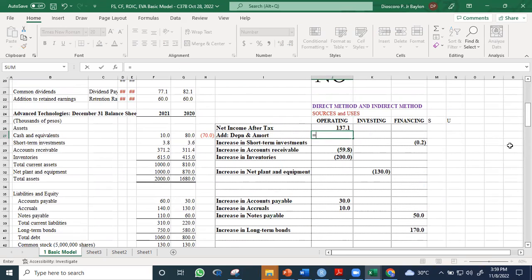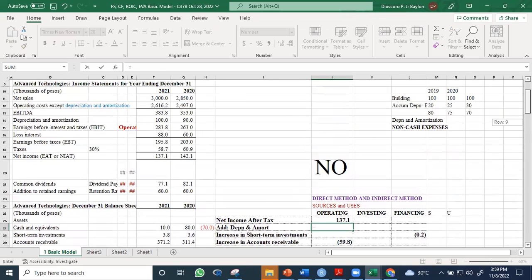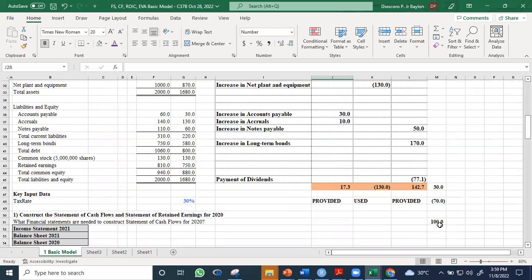And sabi nga natin, ano yung adjustment? Itong depreciation and amortization na ito. Add back natin yan. Okay, so babalik na naman tayo sa same problem natin. Overstated tayo ng 100. So abangan guys ang susunod na kabanata. Kasi next meeting, alamin natin.